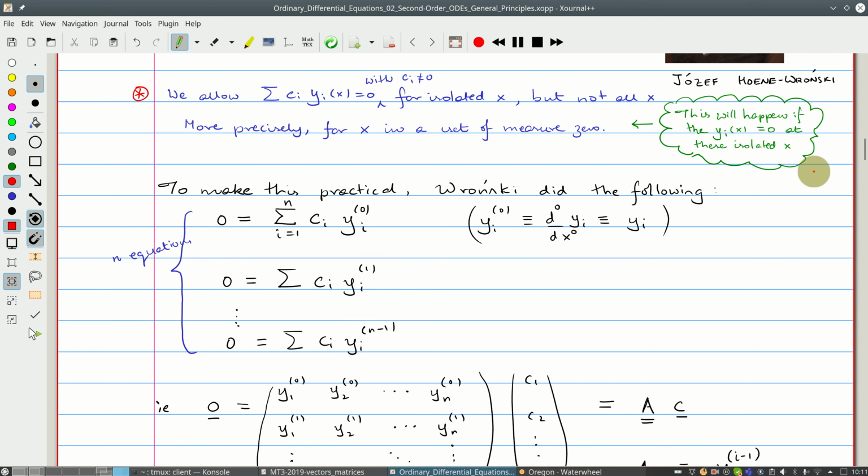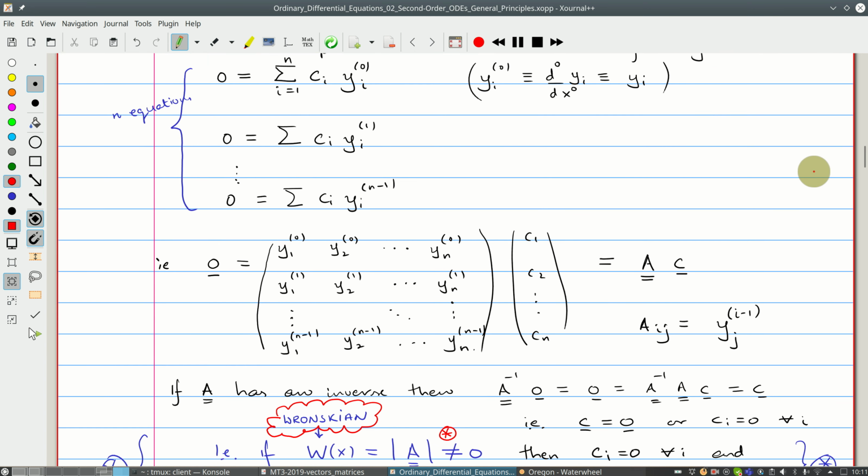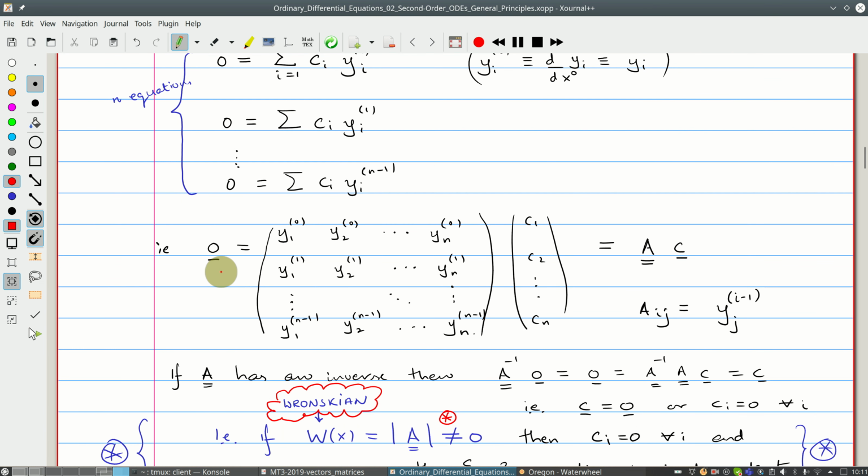You can write this in matrix vector form. So we have the 0 vector equal to this matrix of all these derivatives of the yi's times the column vector with the coefficients ci in there. Each term in this matrix, if I call this matrix the A matrix, the aij term is the (i minus 1)th derivative of the jth function, and you can check this to see if it's correct.